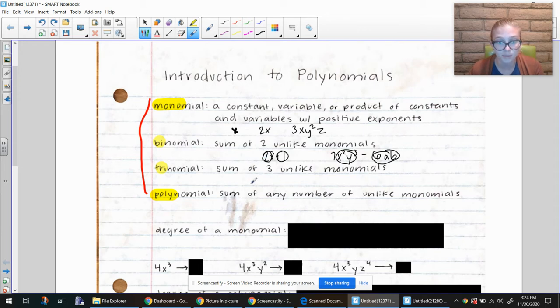A trinomial is 3 monomials, so maybe x squared plus 2x minus 3. Finally, a polynomial is any number. So all of these are polynomials. We could also have x to the 7th plus 4x to the 6th minus 5x to the 5th plus 3x to the 4th. Continue on as many terms as you want for a polynomial.